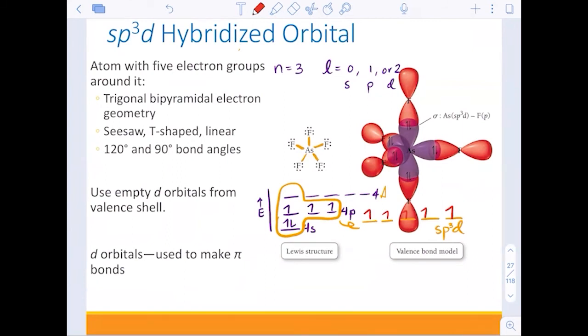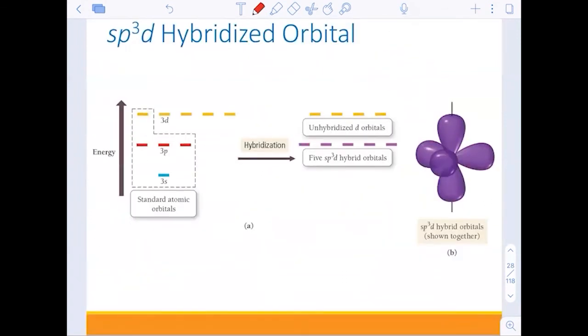Now, the d orbitals can be used to make pi bonds, but again, we won't really talk about those. Primarily where that comes into play is with H2SO4, the sulfur. But again, we're going to primarily look at sigma bonds for those sp3d hybridized orbitals. So even though the d orbitals are empty, they're still available in the valence shell. So there we go. This would be for the 3 guys.